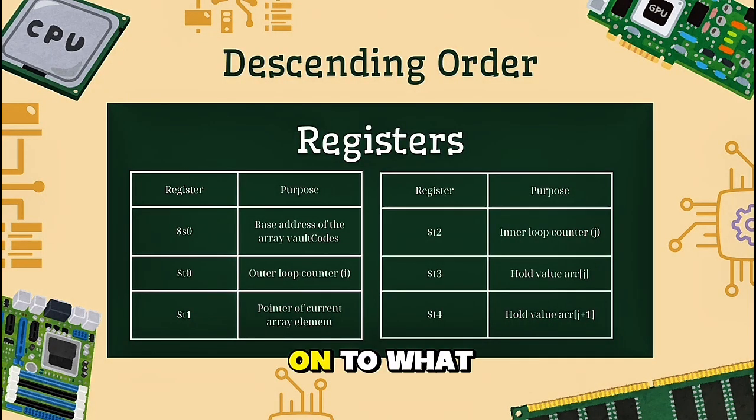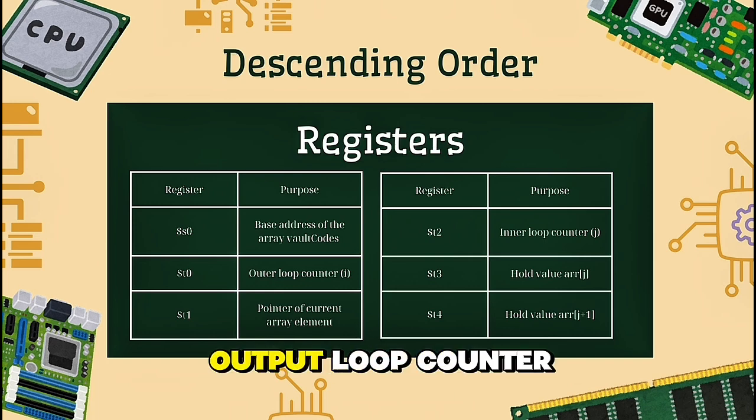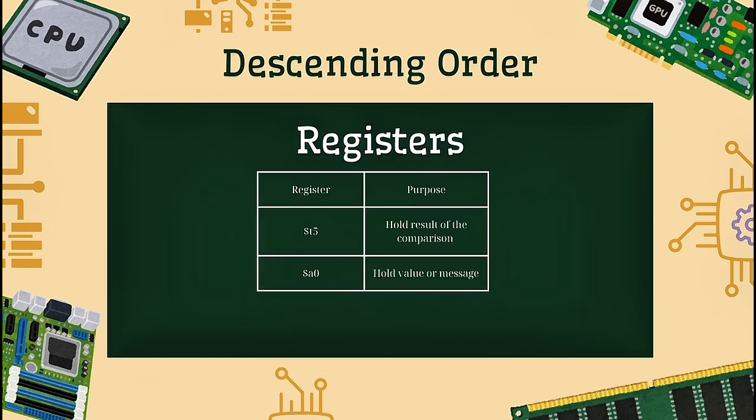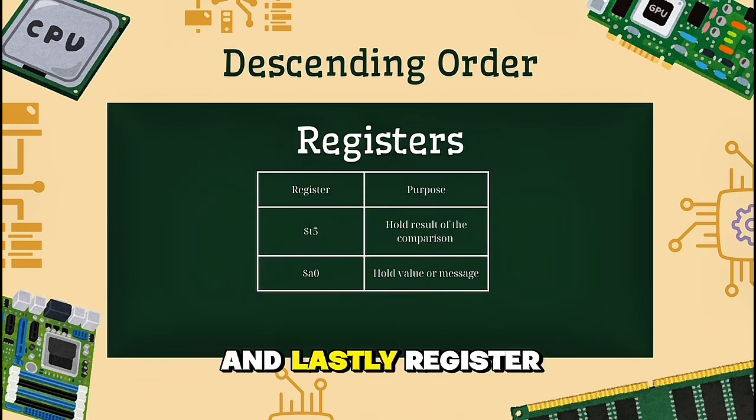Next, we move on to what happened inside the registers, text segment and data segment. For descending order, register S0, the purpose is base address of the array of codes. Register T0, outer loop counter. Register T1, pointer of current array element. Register T2, inner loop counter. Register T3, hold value array J. Register T4, hold value array J plus 1. Register T5, hold result of comparison. And lastly, register A0, hold value or message.